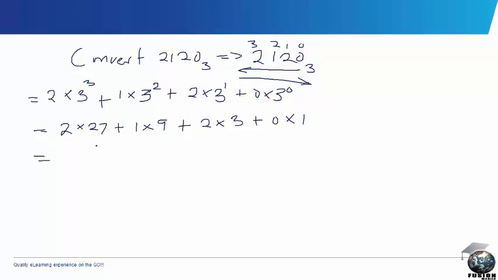2 times 27 gives you 2 times 7 is 14, and then you keep your 1. 2 times 2 is 4. You add your 1 and you have 54, plus 9 times 1 is 9. 2 times 3 is 6, and 0 times 1 is 0.